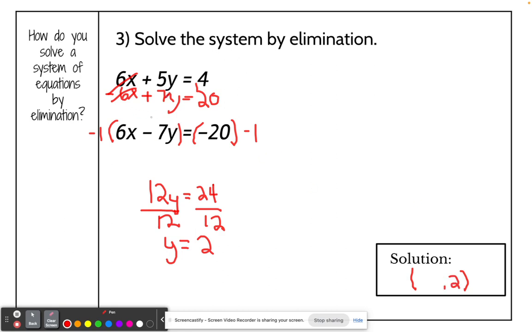So now let's go back to either one. Again, I could do either one. I'll do the first one, because why not? 6x plus 5 times 2, because I'm substituting 2 for the y, because that's what I know y is, equals 4. 2 times 5 is 10. 6x plus 10 equals 4. Let's subtract 10 from both sides.